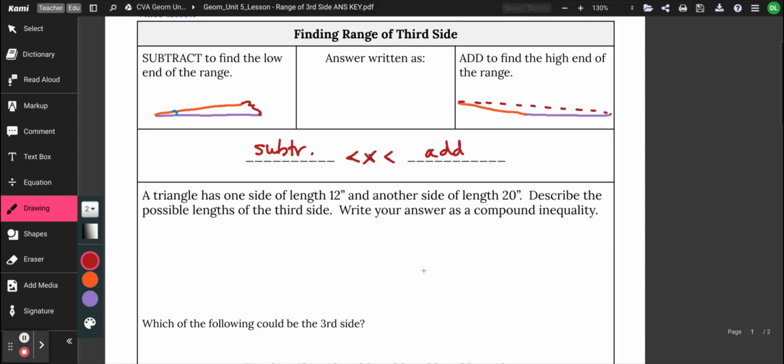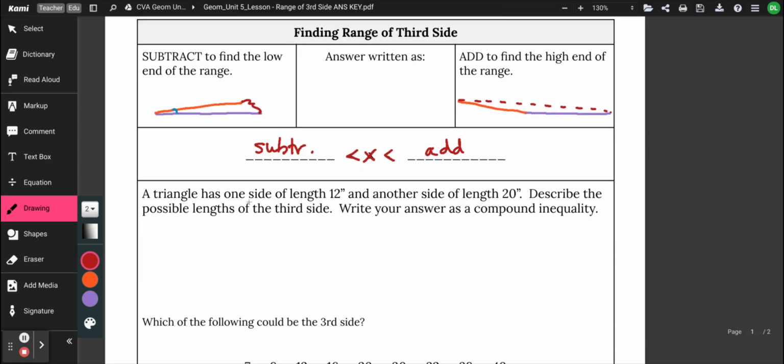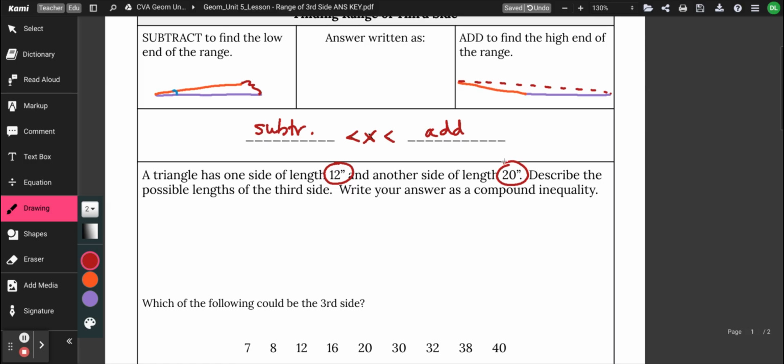Let's look at an example. A triangle has one side length of 12 and another side length of 20. Describe the possible lengths of the third side and write your answer as a compound inequality. This right here, this compound inequality, that's what this statement is, because we have two less than signs. That makes it a compound inequality. So we are going to write our answer in that form.